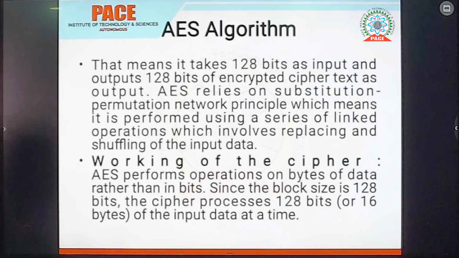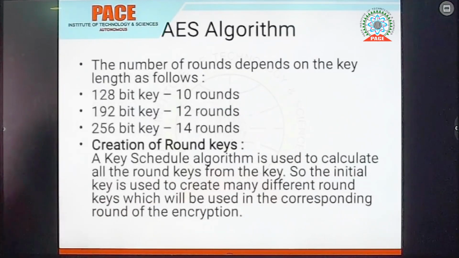This is how the cipher works. AES performs operations on bytes of data rather than bits. Since the block size is 128 bits, the cipher processes 128 bits, or 16 bytes, of the input data at a time.